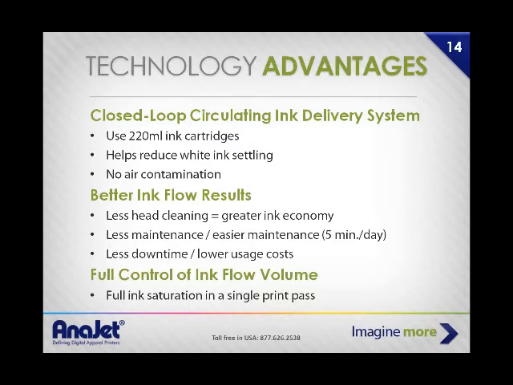So we use a 220 milliliter ink cartridge system. So it's 220 milliliters of ink. There's CMYK, cyan, magenta, yellow, and black, and then 2 white ink cartridges. The closed loop circulating, like I said, helps reduce the white ink settling and no air contamination. So all of that means for you better ink flow results. It means less head cleaning, which for you means greater ink economy.